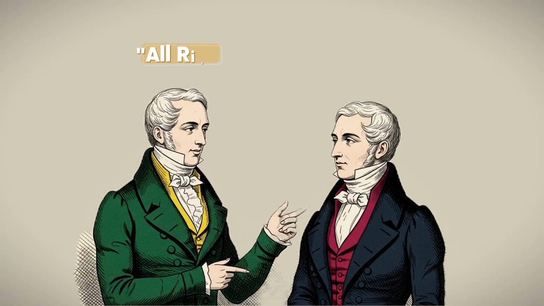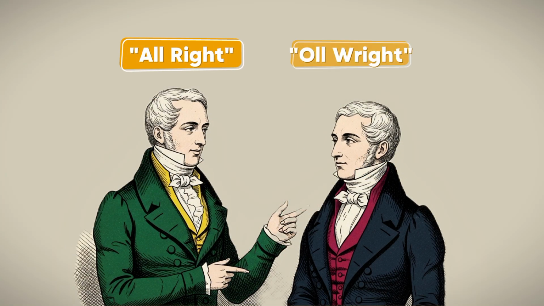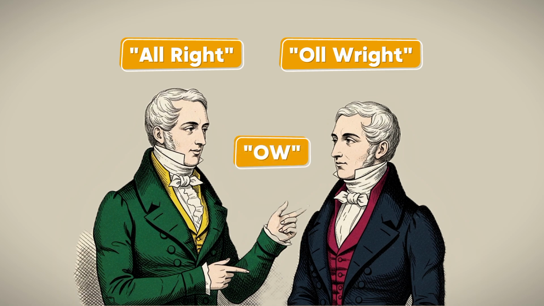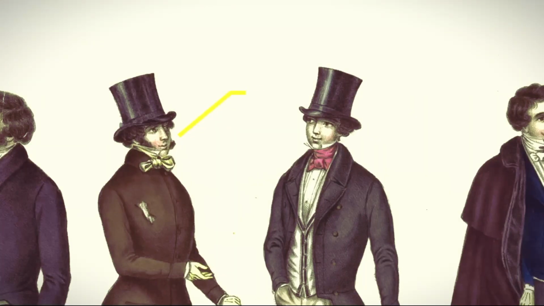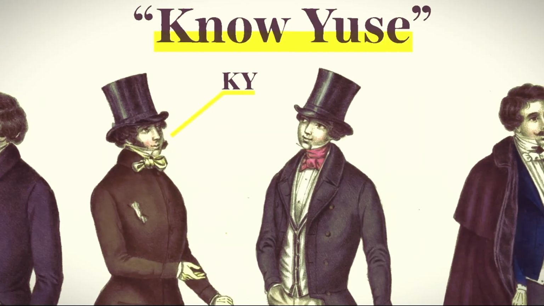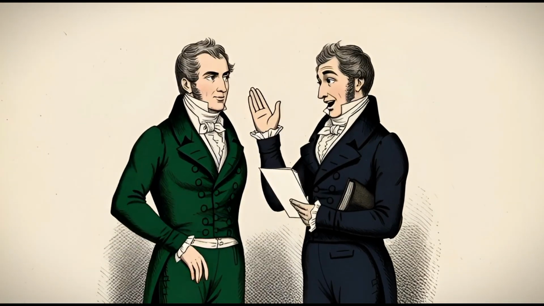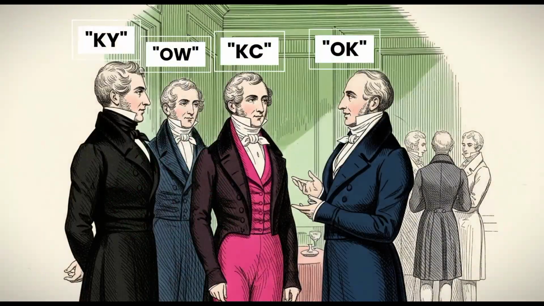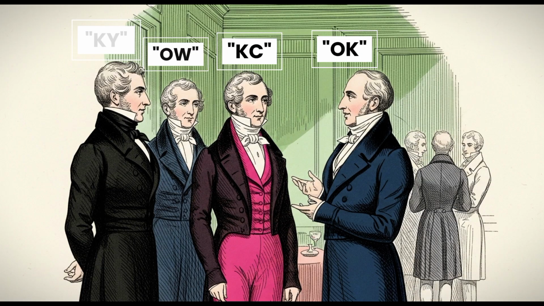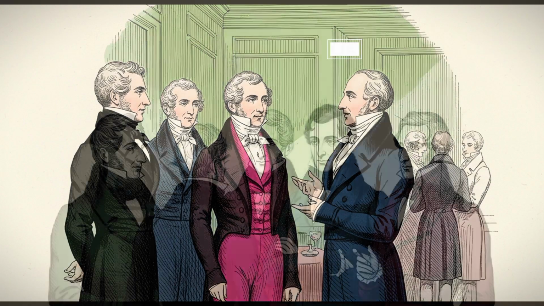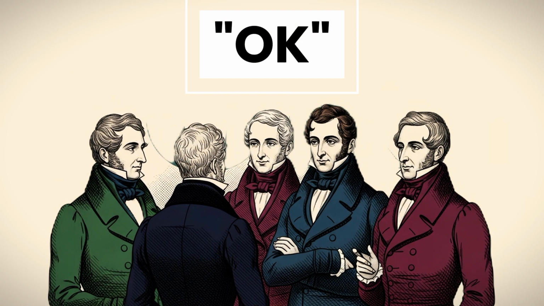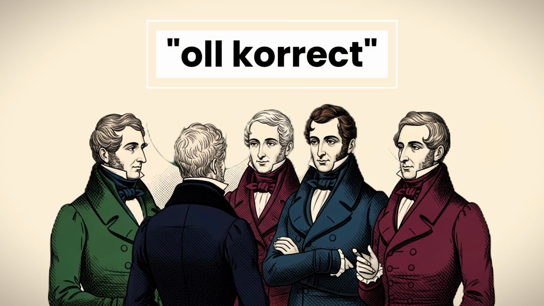For example, all right might be written as "oll wright," and then shortened into playful abbreviations. No use could become KY. These humorous spellings were meant to amuse readers and show a kind of intellectual wit. Most of these abbreviations disappeared quickly, but one of them survived. Okay. It came from the deliberately misspelled phrase, "oll korrect," which meant all correct.